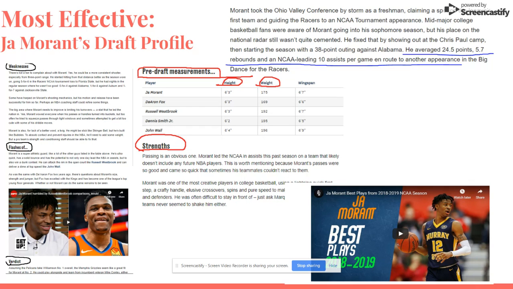Furthermore, let's look at two effective examples and one ineffective example. First, we have Ja Morant's draft profile. On the top right corner, you have the stats and biometrics of the player, and following that, it has the strengths and weaknesses section. It also includes a highlight video and then ends off with a final verdict.